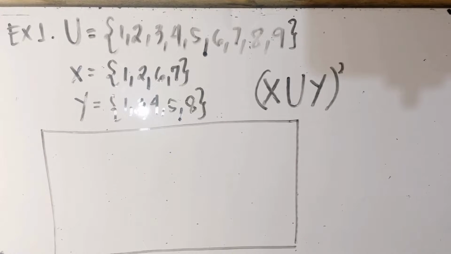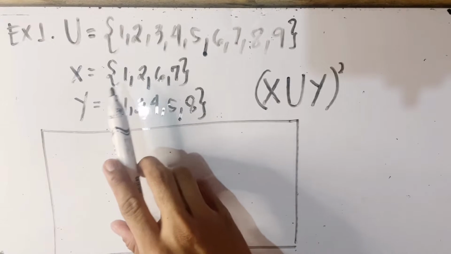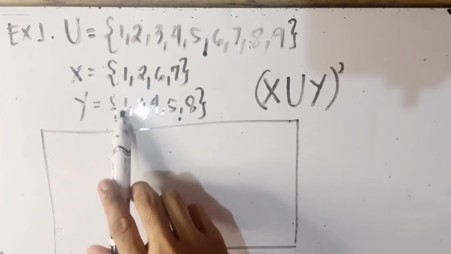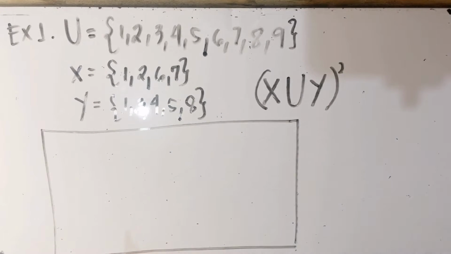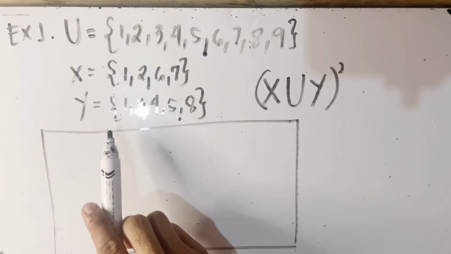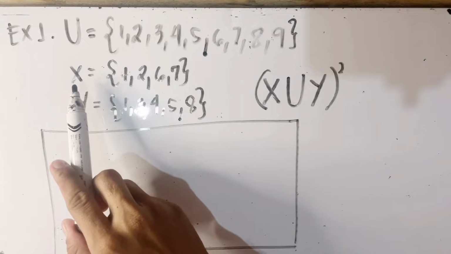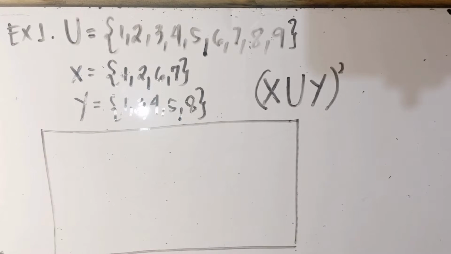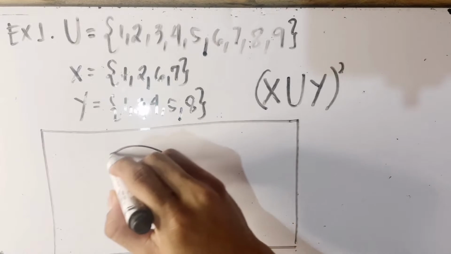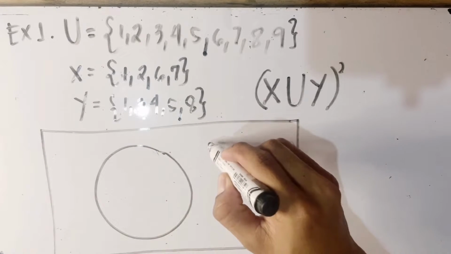After drawing that box, fill in the elements for X and Y. As you can see, for X and Y, there is an element that is repeating, and the element that is repeating is 1. So it means there is an intersection with X and Y. If there is an intersection, it means there is an overlapping part.